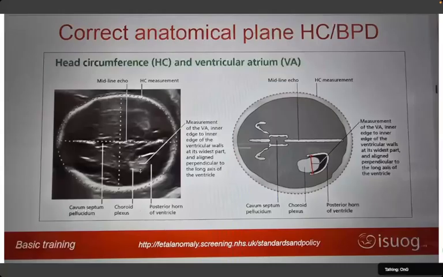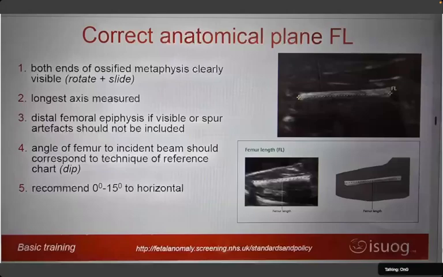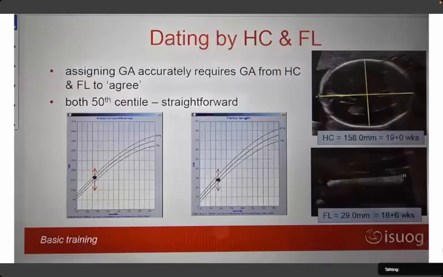This is just another picture depicting the same head circumference and BPD planes. For the femur length, both ends of the ossified metaphysis should be clearly visible, and here the longest axis is measured. So assigning gestational age accurately requires the accurate head circumference and femur length measurements to correspond. And in instances where they don't correspond, it is important to review the head circumference and the femur length sections, as well as caliper placements. We should be repeating sections and remeasuring, and consider if there is any significance of genuine discrepancies.